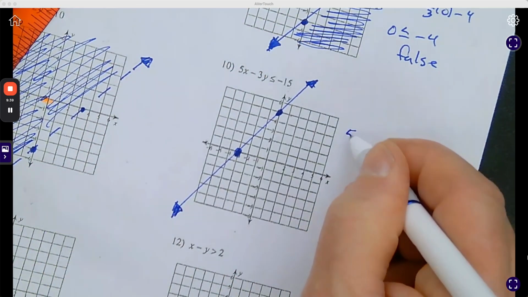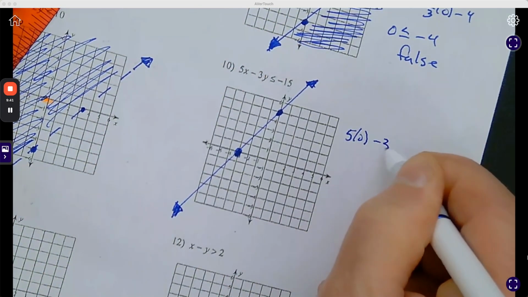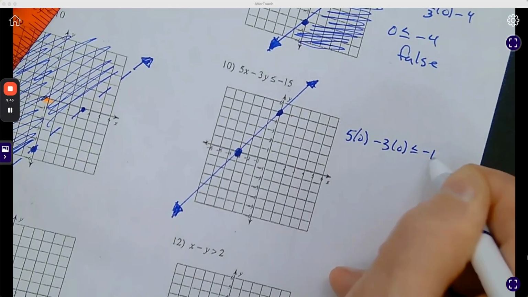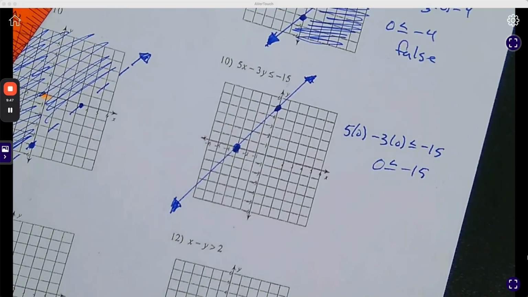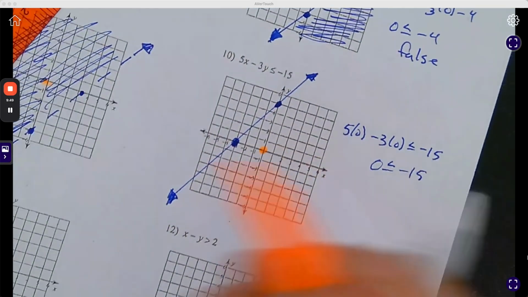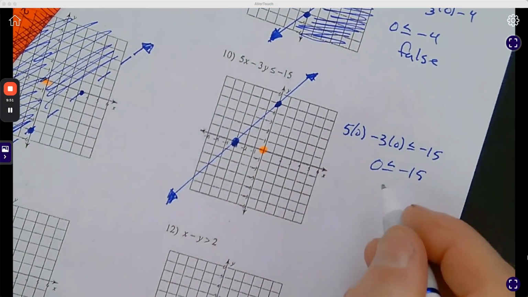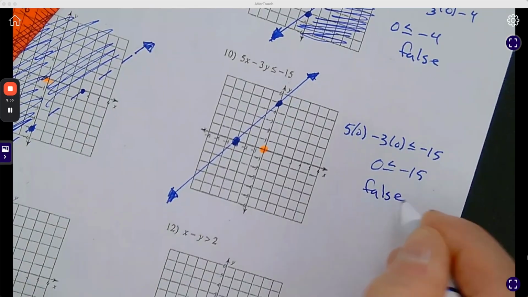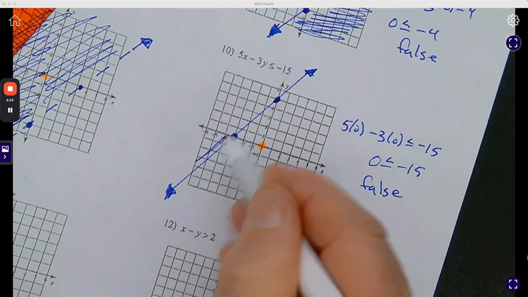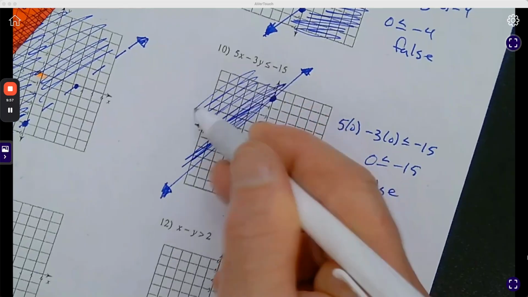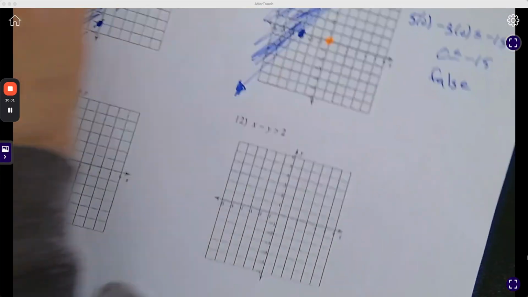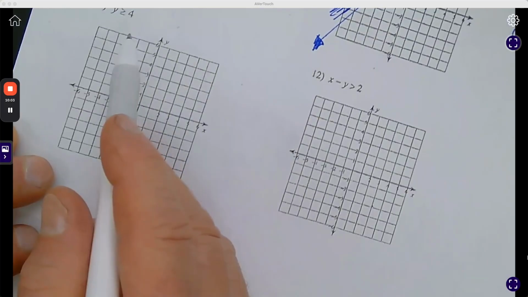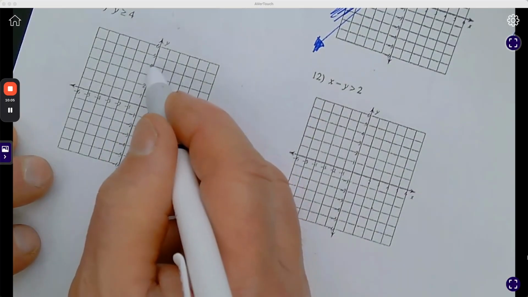0, 0 is my test point. That is not true. But we're getting a lot of false on this one. That is false. 0 is not less than negative 15. So therefore, shade the other side. It's one or the other, right? One or the other. Okay, here's another one of those horizontal lines.